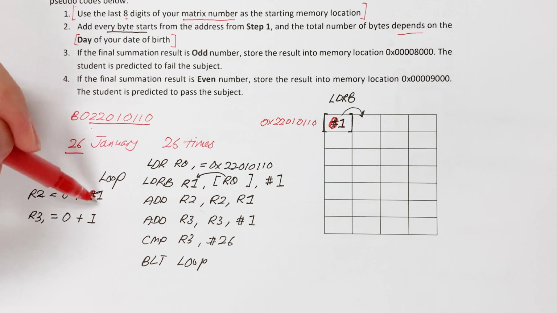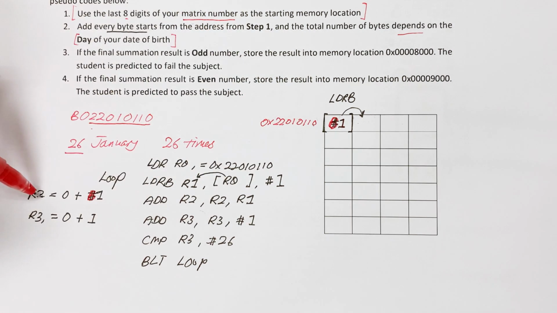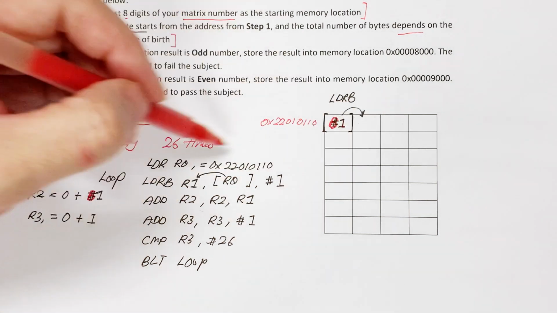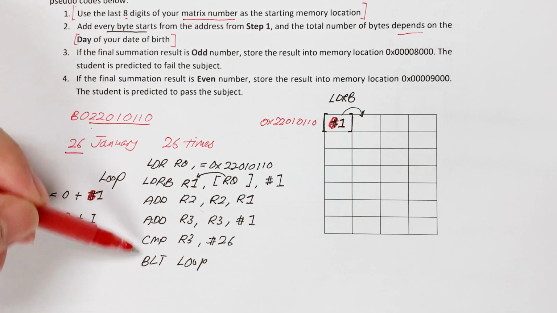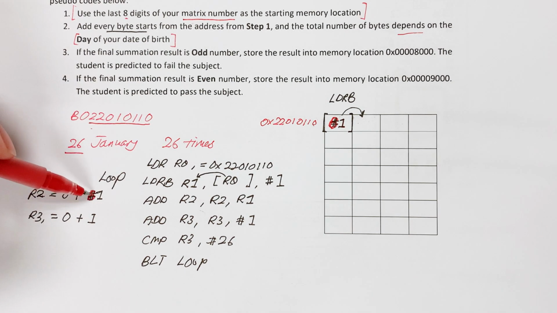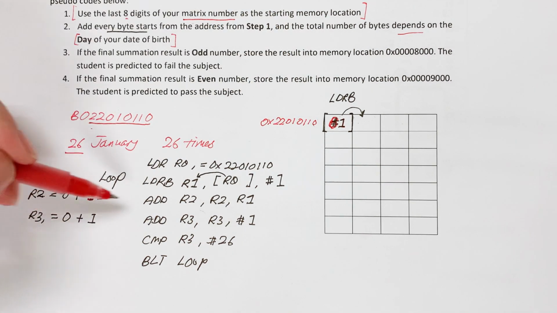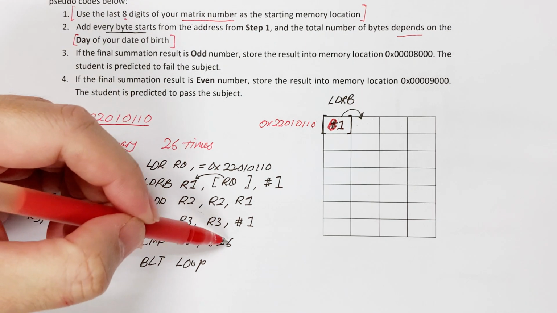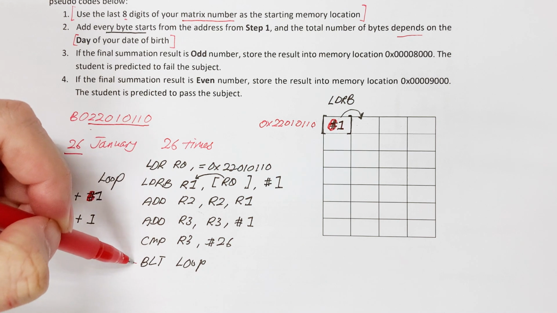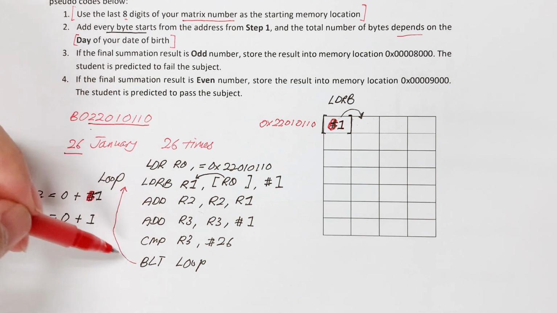So when we run the code, the value that we find in that location will be added to register 2, up to 26 times, as we need to do in this question. After the first loop, register 2 will have the value of byte number 1. Register 3 will have the value of 1 after you finish the first iteration. In this case, register 3 is still less than 26. That's why your processor will go back to the label to redo the process in your loop.